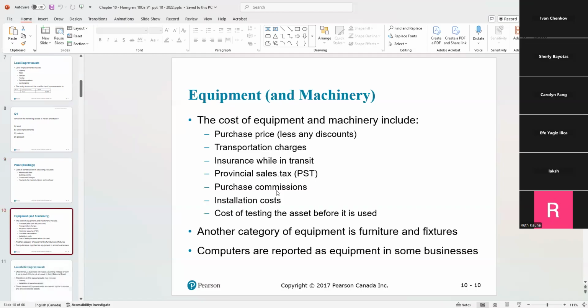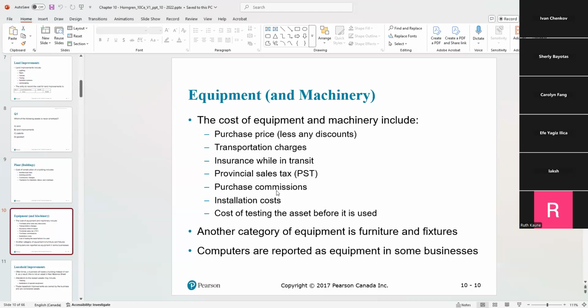Equipment. Equipment can be machinery or can be equipment, can be small. What will be the cost of that? Again, everything which is needed for that equipment or machinery to be used for the purpose for which you're buying it. So that can be the purchase price. If there's any discount, you have to deduct the discount. Transportation costs, shipping, insurance while it was in transit.